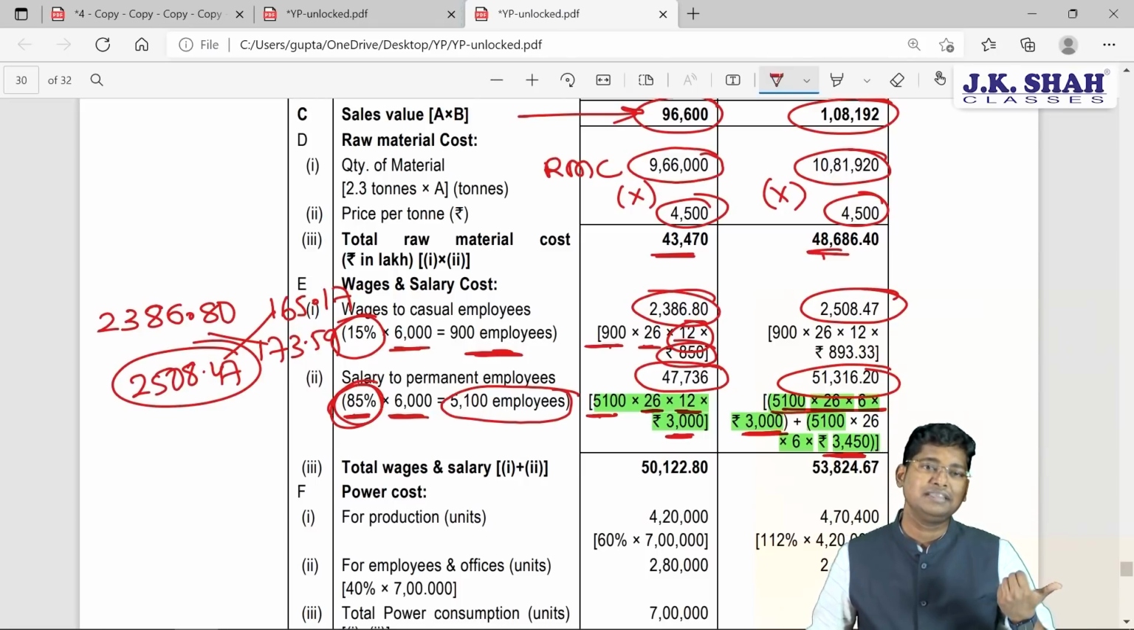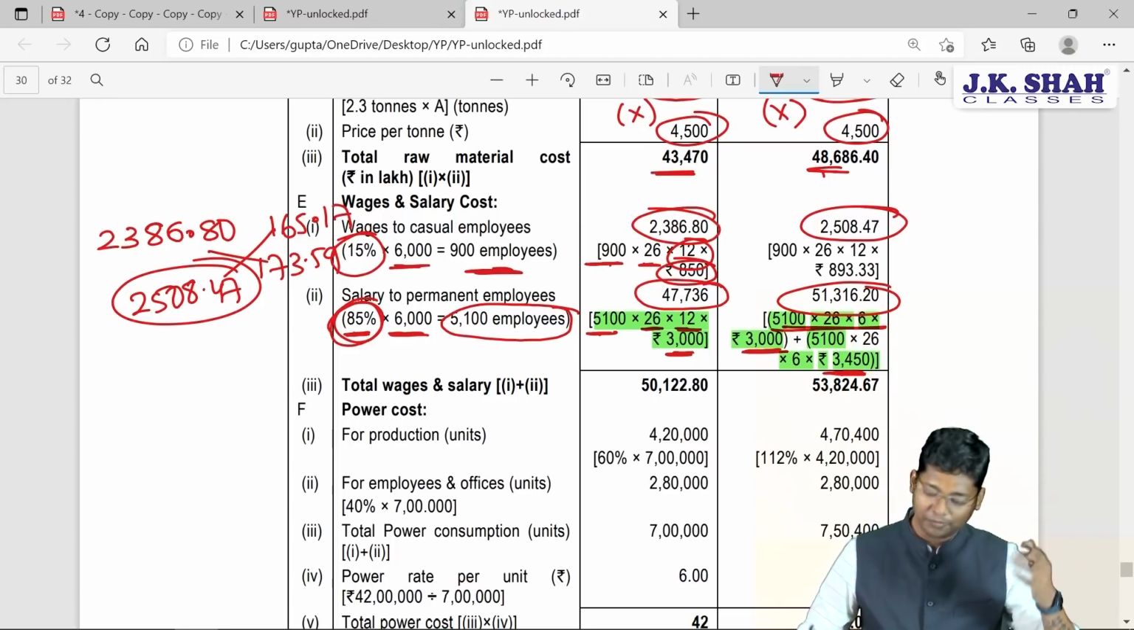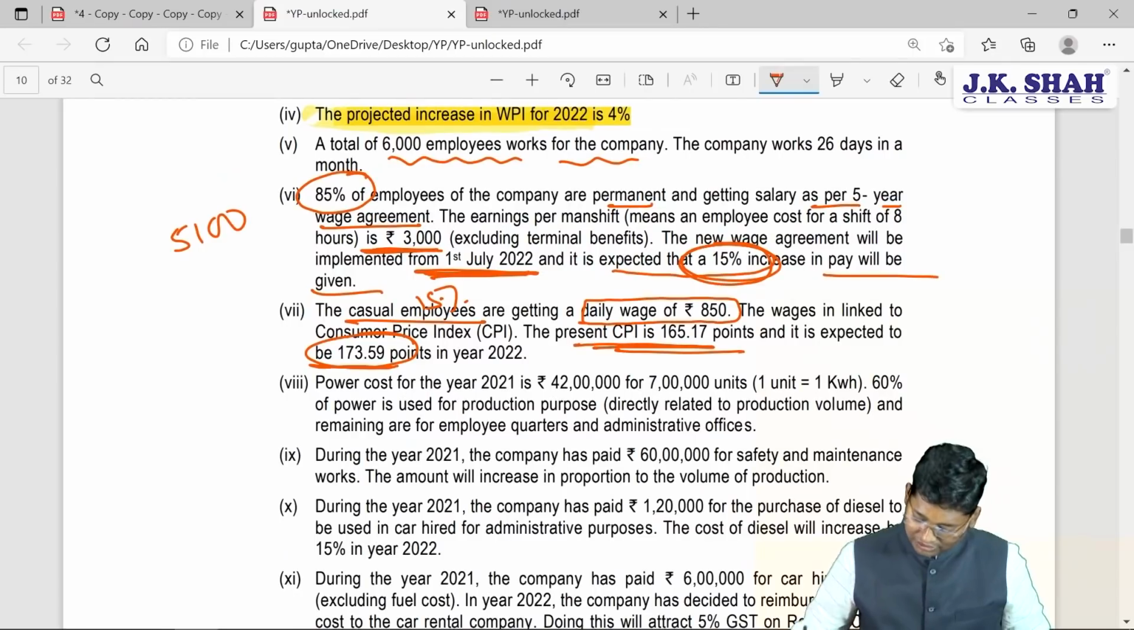So we computed sales, we computed material, we computed wages. Wages we bifurcated into two parts, 85% and 15%. This 6 monthly calculation is very important. Now after that, the remaining cost items are given.